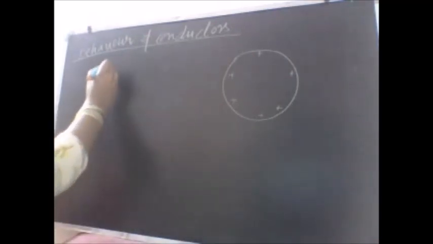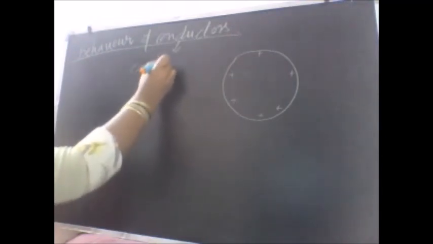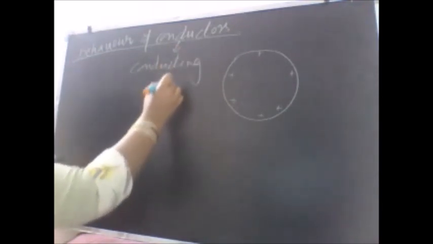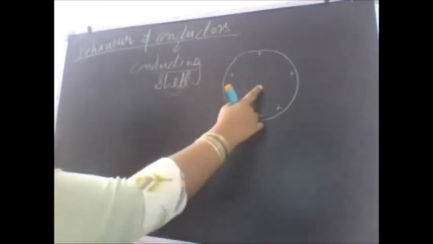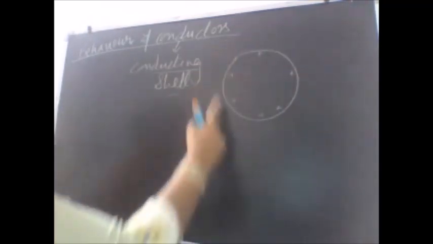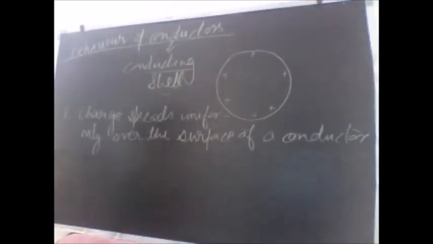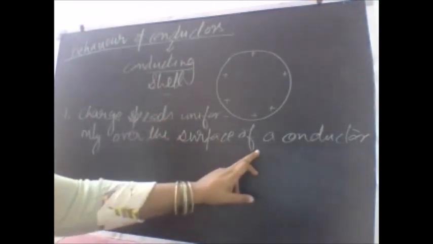Either we call this a conductor or a shell, a conducting shell. So it can be a solid conductor or a conducting shell. Whatever charge we are giving, that spreads out uniformly at the surface. So this is the first property. The first property of the conductor is that the charge spreads uniformly over the surface of a conductor.